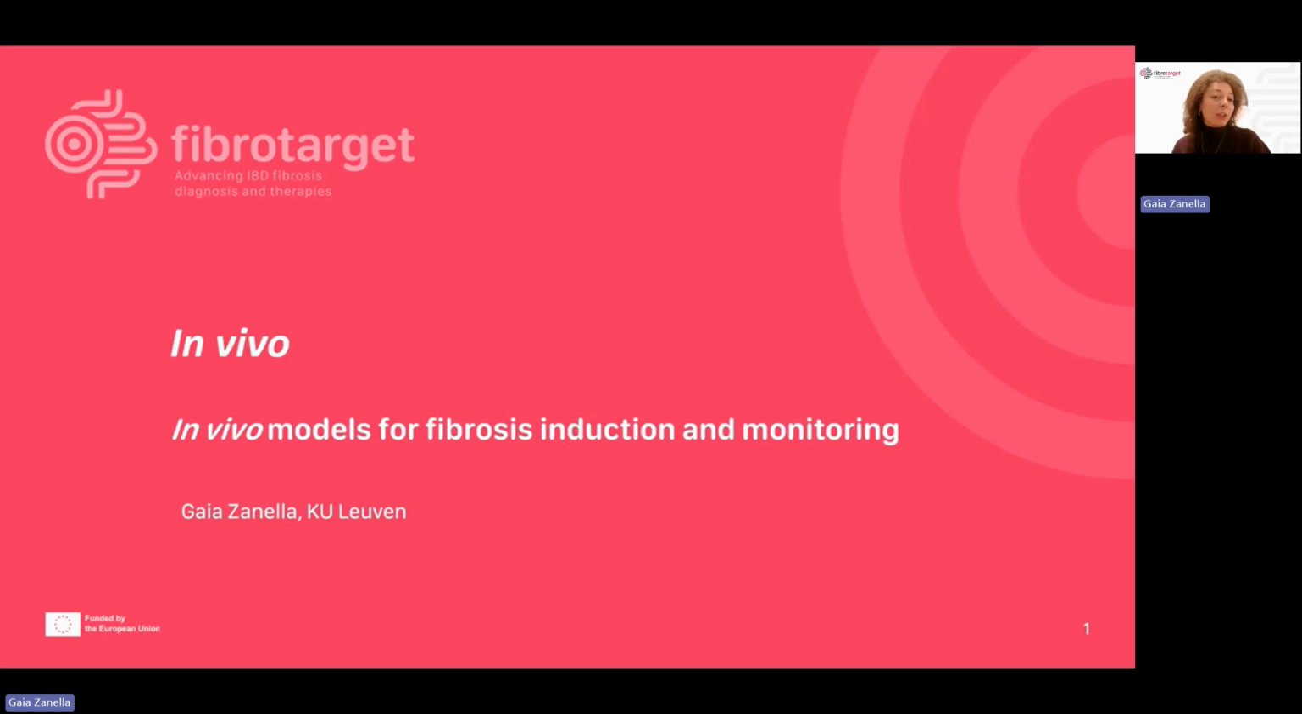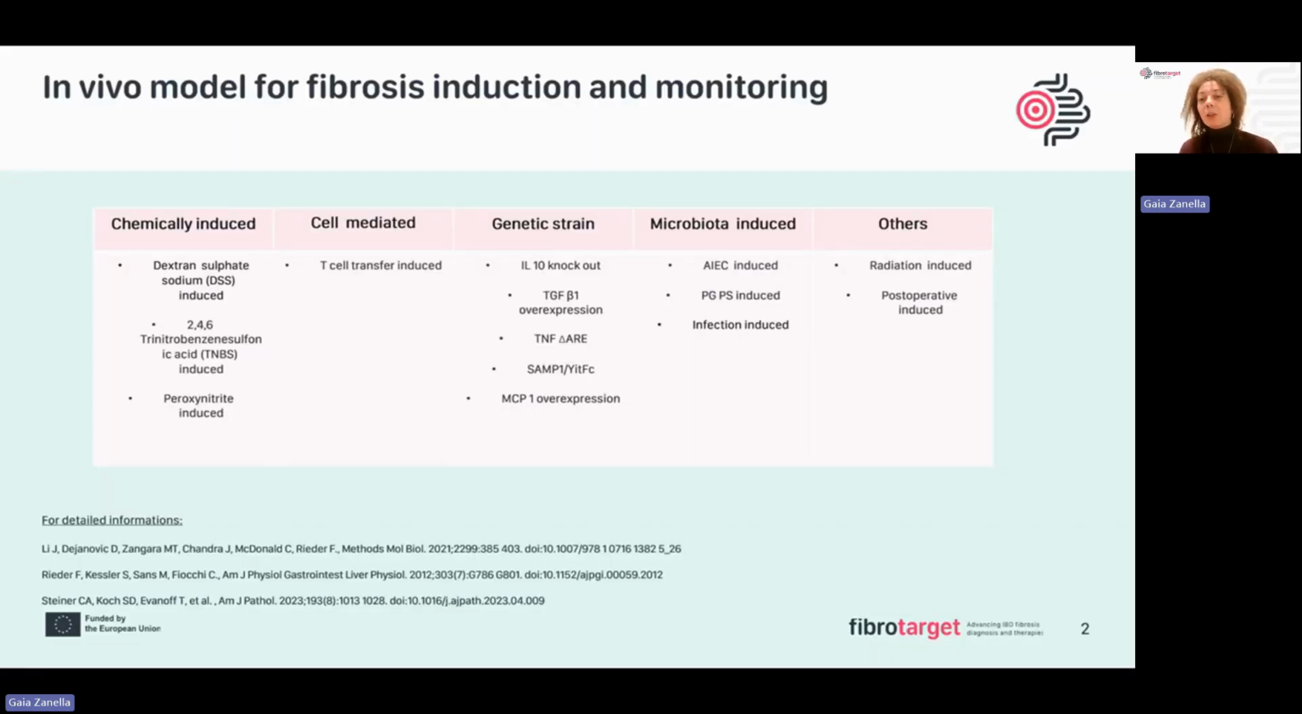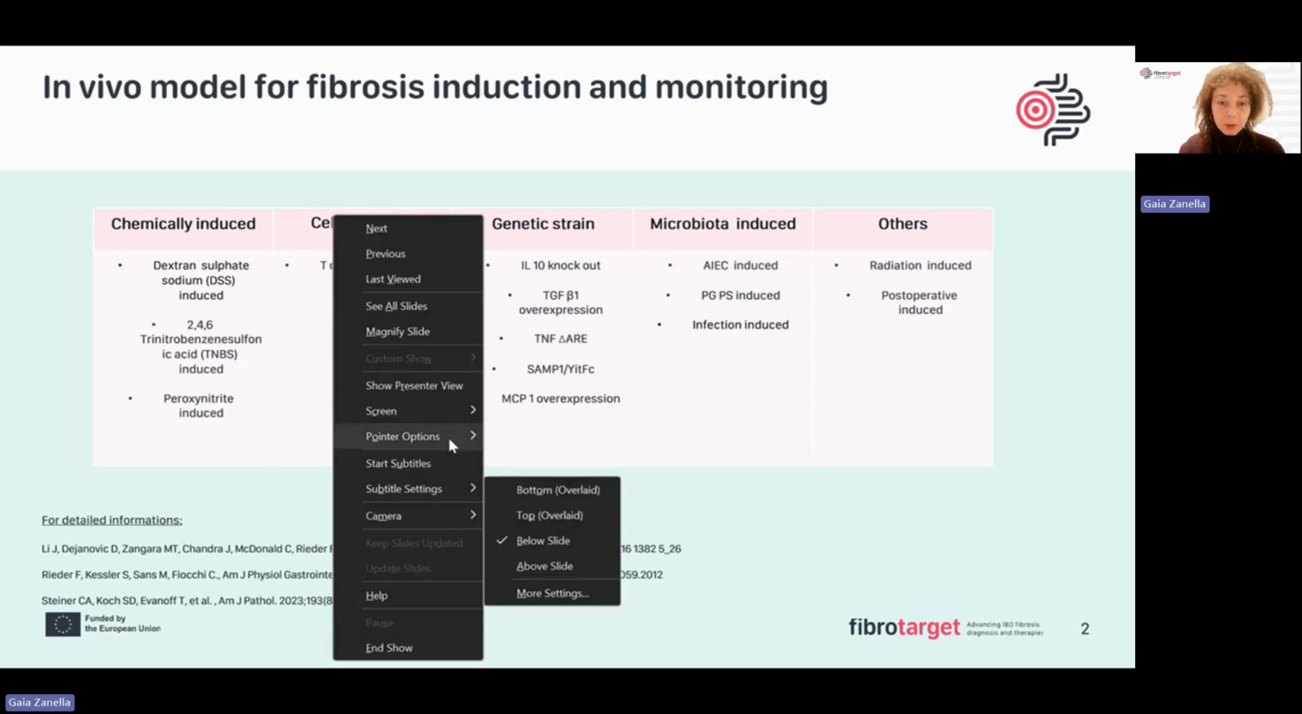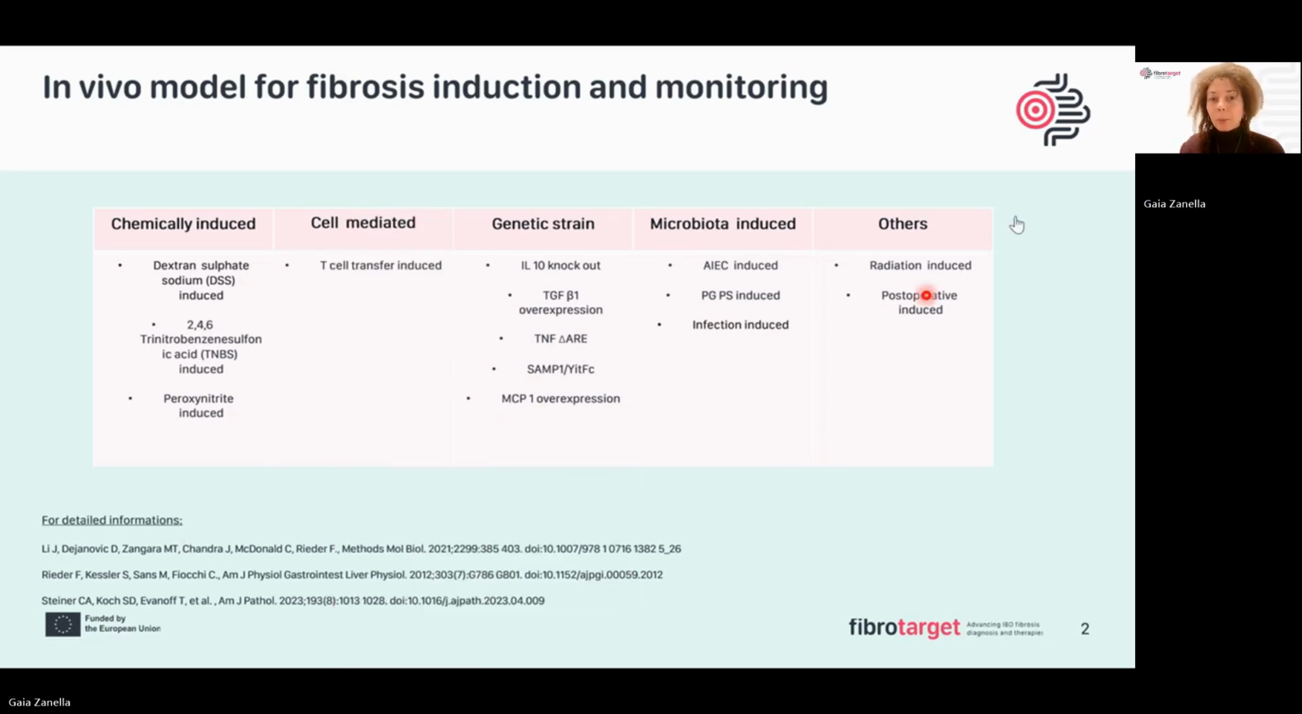Now we will move on to the in vivo part, so I will show you the animal models that we can use for fibrosis induction and monitoring. As you can imagine, based on the main research interest that we have, we can use different in vivo models to mimic fibrosis.